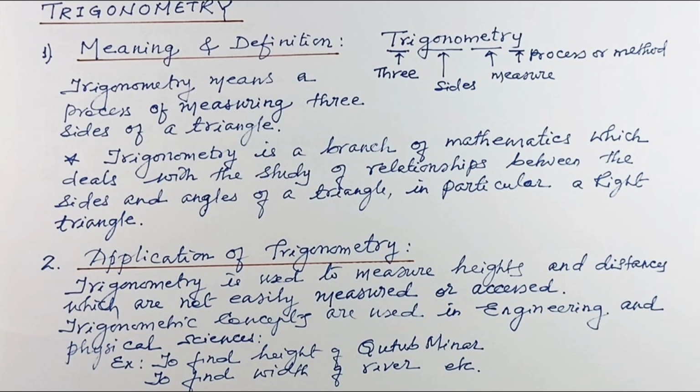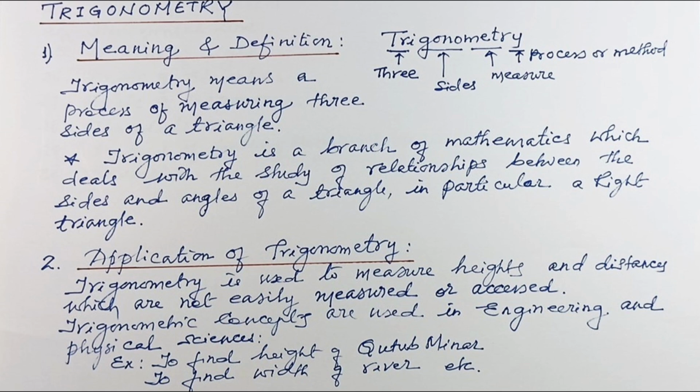Now, what is trigonometry? Trigonometry means: tri means 3, gono means sides, metro means measure. So, trigonometry means a process of measuring the three sides of a triangle. But trigonometry can be defined as a branch of mathematics which deals with the study of relationships between the sides and angles of a triangle, in particular a right triangle.